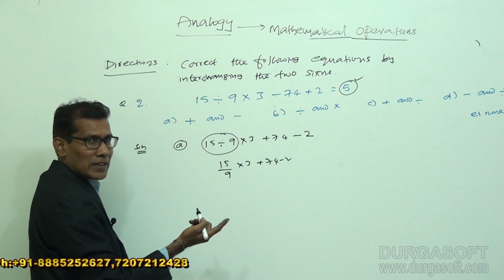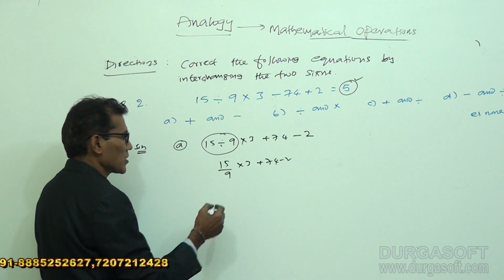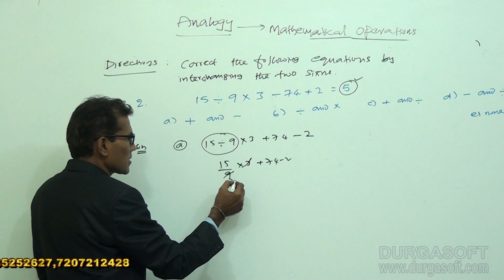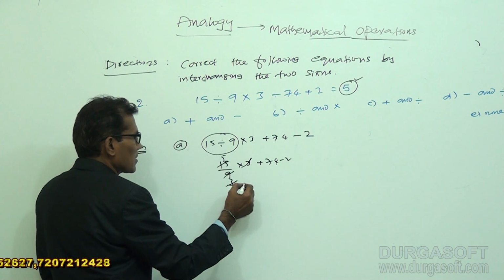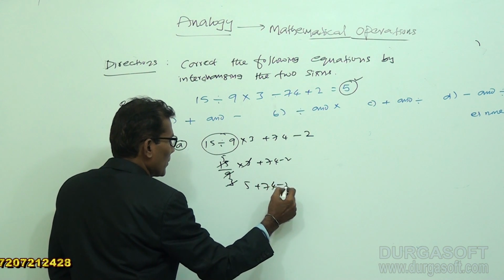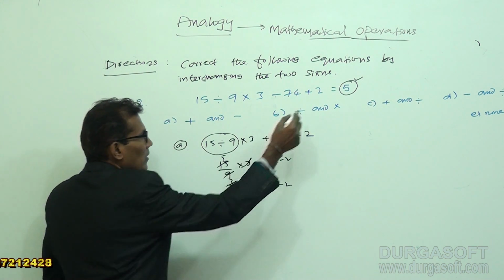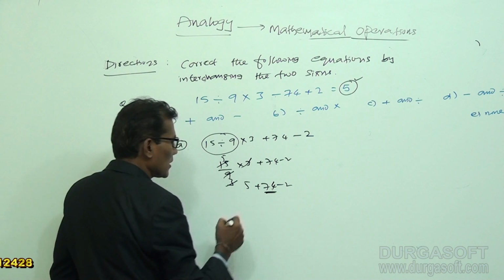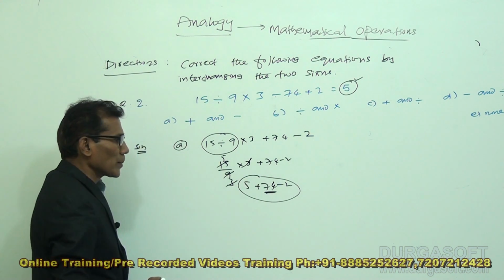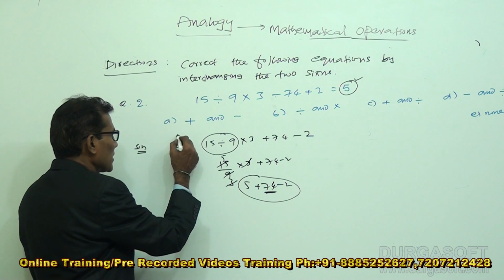And next after D we have to operate the multiplication. So it is 3 times 15 by 3, again this is 3 5 times. So 5 plus 74 minus 2. Actually we require the 5, but here there is a very big number. Whatever the operations are involved here, we don't get 5. It is much bigger than 5. So option A is wrong.